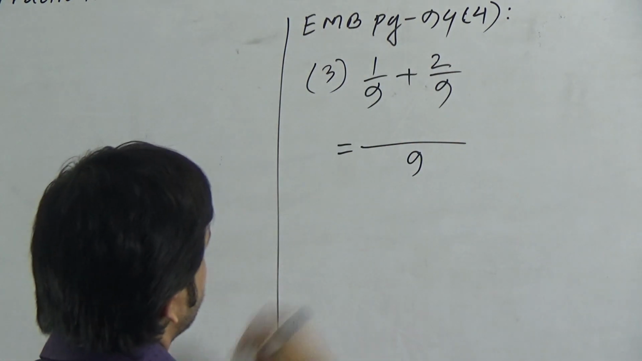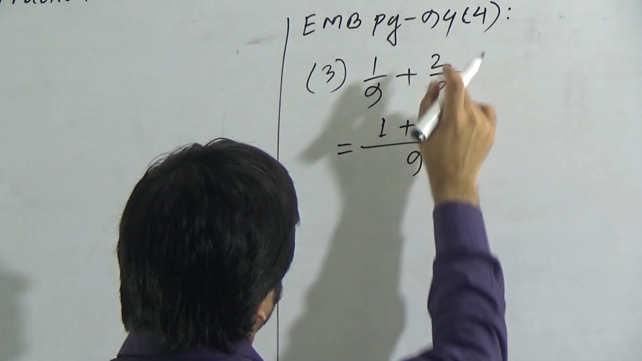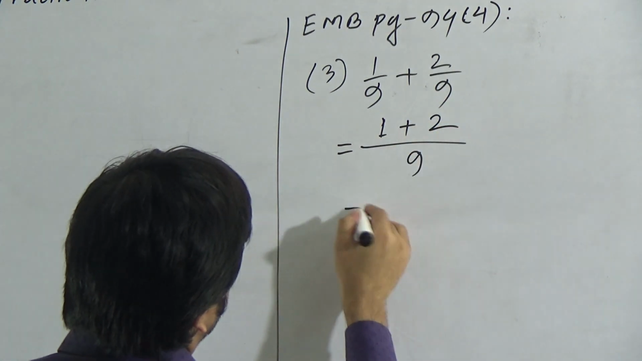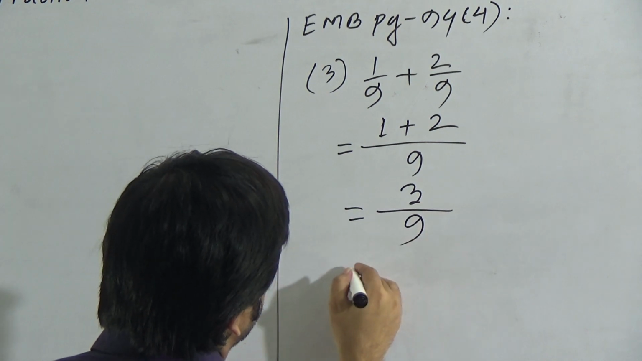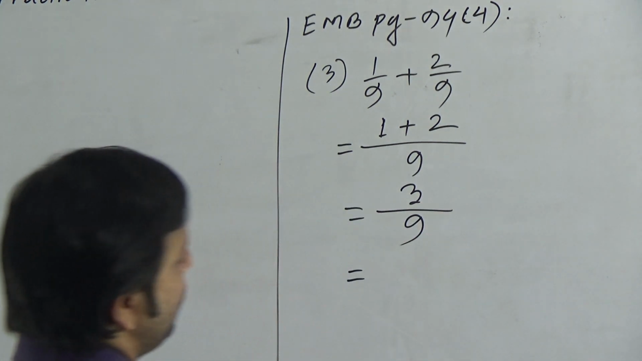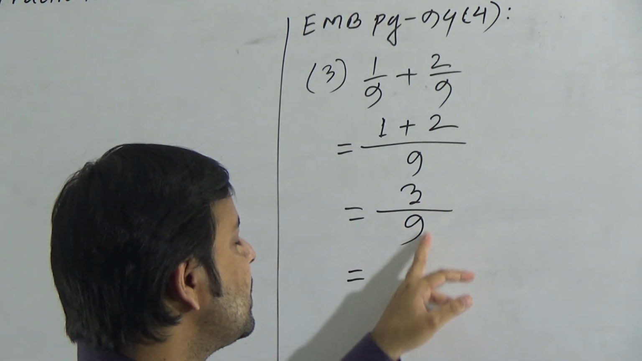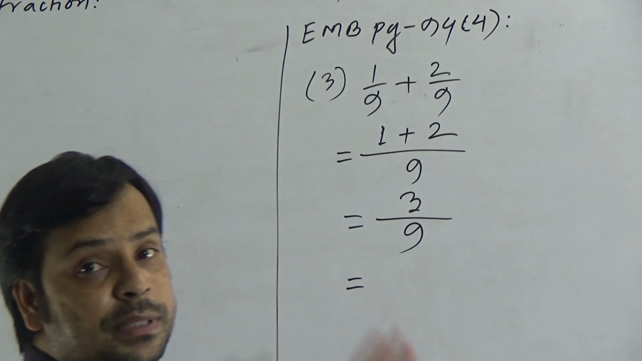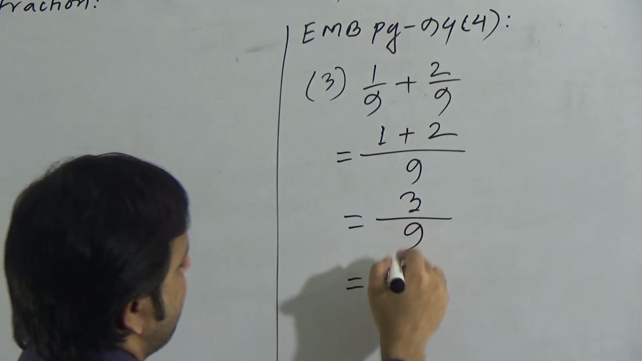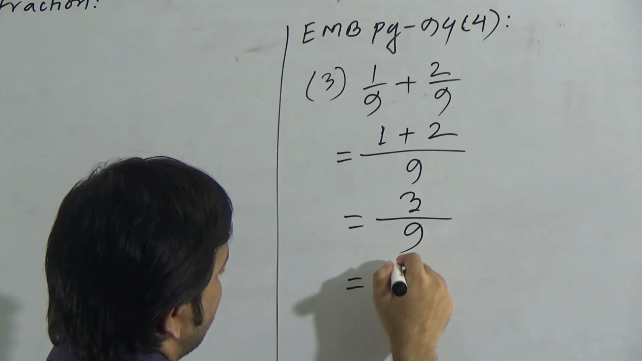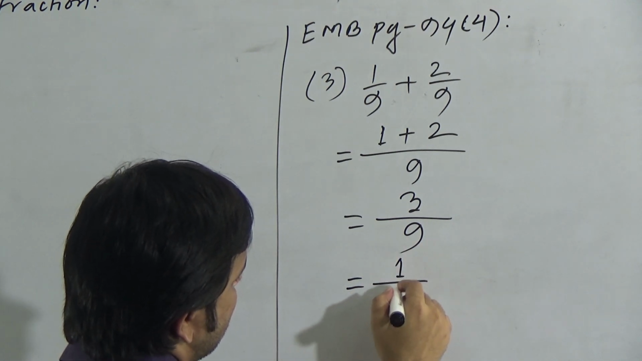So the numerator of the first fraction is 1, and give addition sign. The numerator of the second fraction is 2. If we add 1 and 2, we will get 3. Here the denominator is 9. Dear students, notice that 9 and 3, both the numerator and denominator are divisible by 3. So we can divide both by 3. If we divide 3 by 3, we will get 1. If we divide 9 by 3, we will get 3.